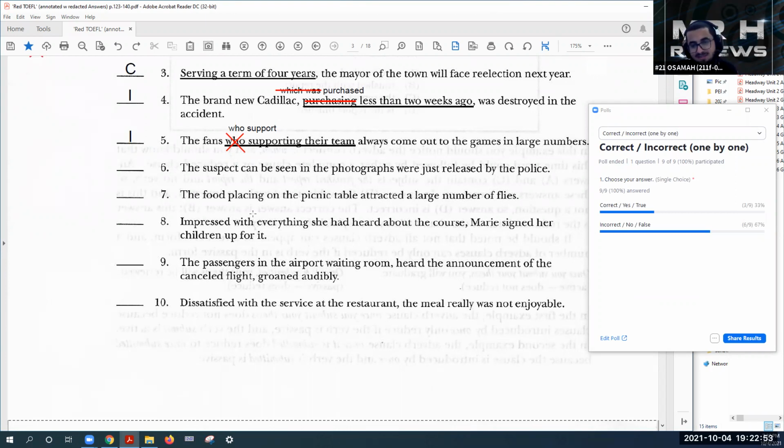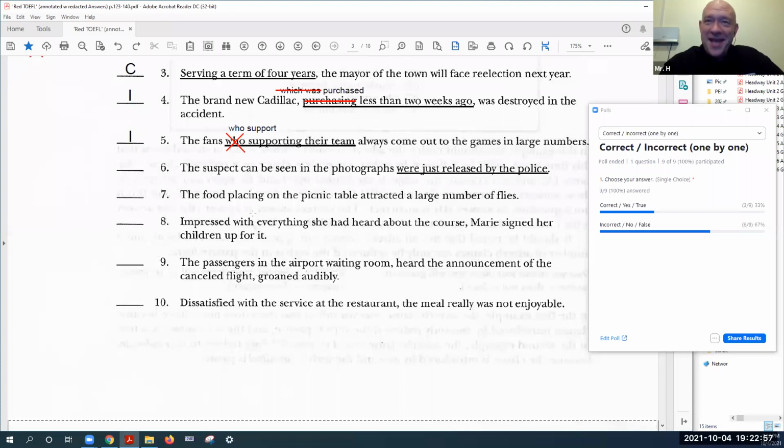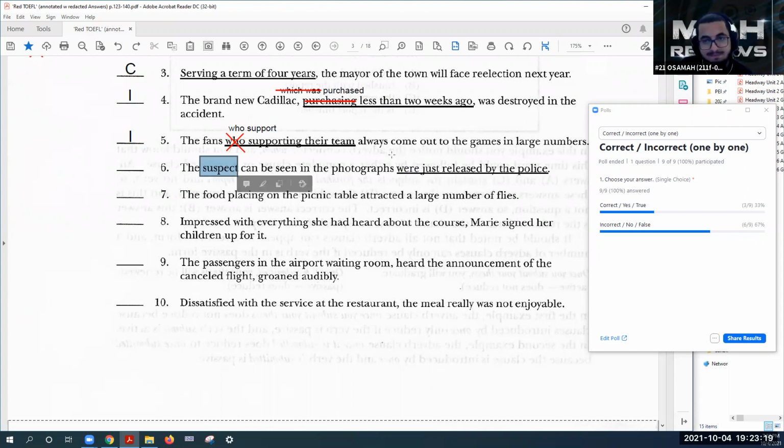Were just released by the police. Oh, well done. Yes. This was a bit tricky. Okay. Now, what you have to think about is the verb. Does it match the suspect? No. Suspect is singular.